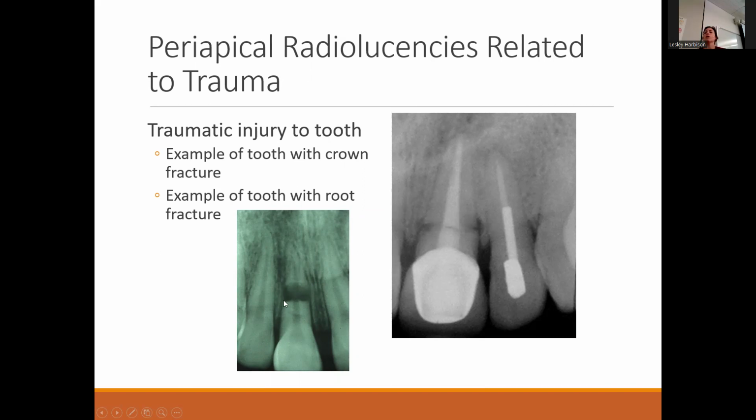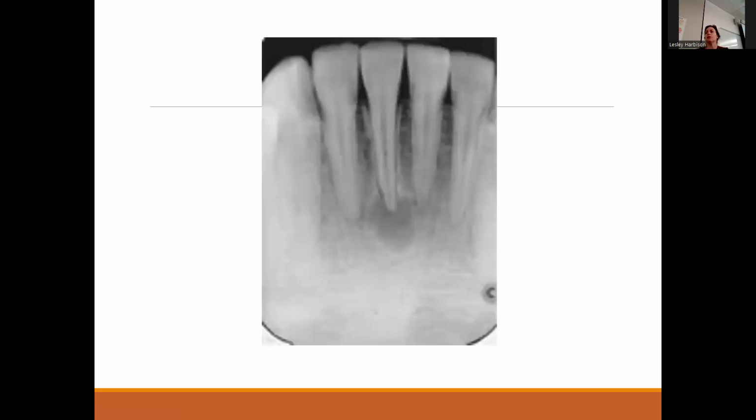And then the book also showed bone fracture. I didn't grab one off, but if you have the textbook and you look it up, it also shows fractures in the actual bone as well. And those would be from trauma as well, you'd assume.